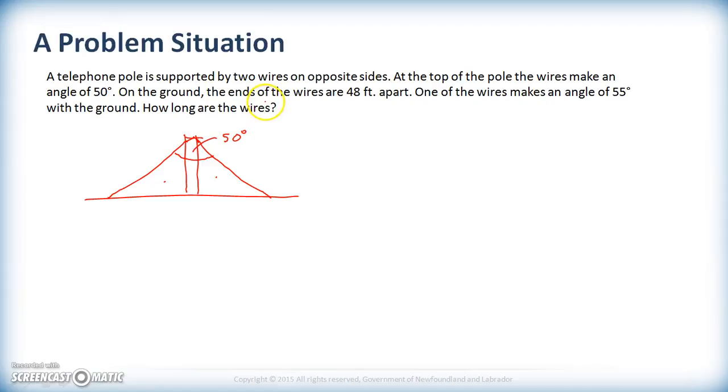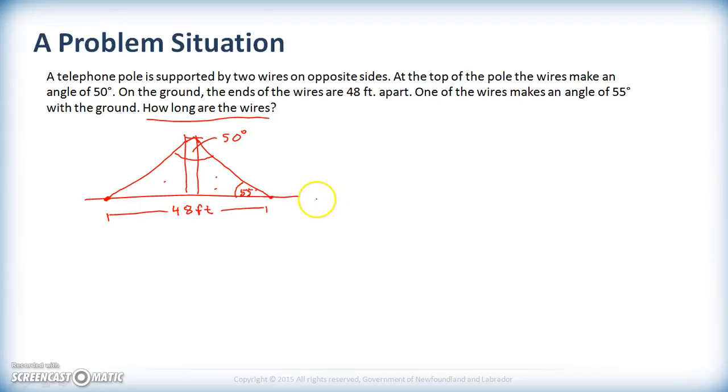On the ground, the ends of the wires are 48 feet apart. So these are the ends of the wires on the ground, and that's a 48-foot distance across there. So we've got 48 feet all the way across here. And then it says one of the wires makes an angle of 55 degrees with the ground. So it doesn't say which one, so I guess that's kind of arbitrary. We'll say it's this one, makes an angle of 55 degrees with the ground down here. And then we want to figure out how long are the wires.